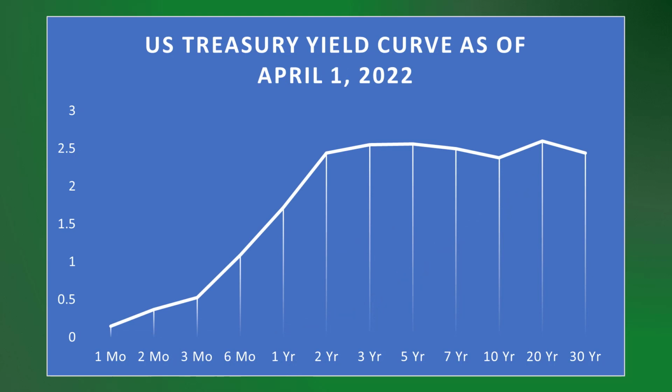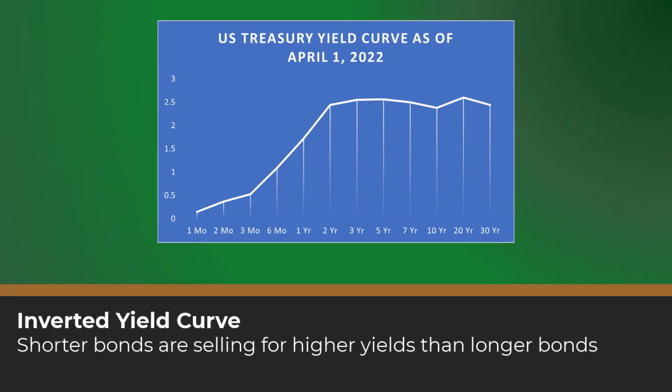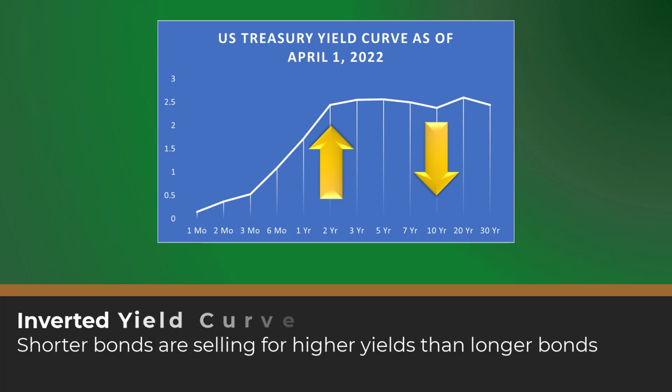Here is the inverted yield curve from Friday. An inverted yield curve is when shorter bonds are selling for higher yields than longer bonds. We see that the 2-year bond yields more than the 10-year bond. This should not happen and is a sign that something strange is going on in the market.